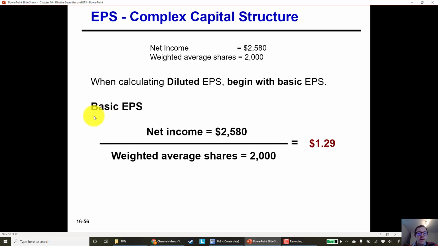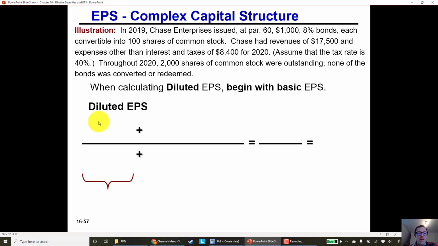Okay, now that we have that, let's do diluted. So again, with diluted, I like the nice big fraction. I'm going to plug in the basic first. Then we're going to account for the effects of these convertible bonds here. So okay, we have $60,000 worth of bonds that pay 8% interest. Each of them can be convertible into 100 shares. So you have 60 of them. They could each be converted into 100. So potentially you have 6,000 more shares outstanding.